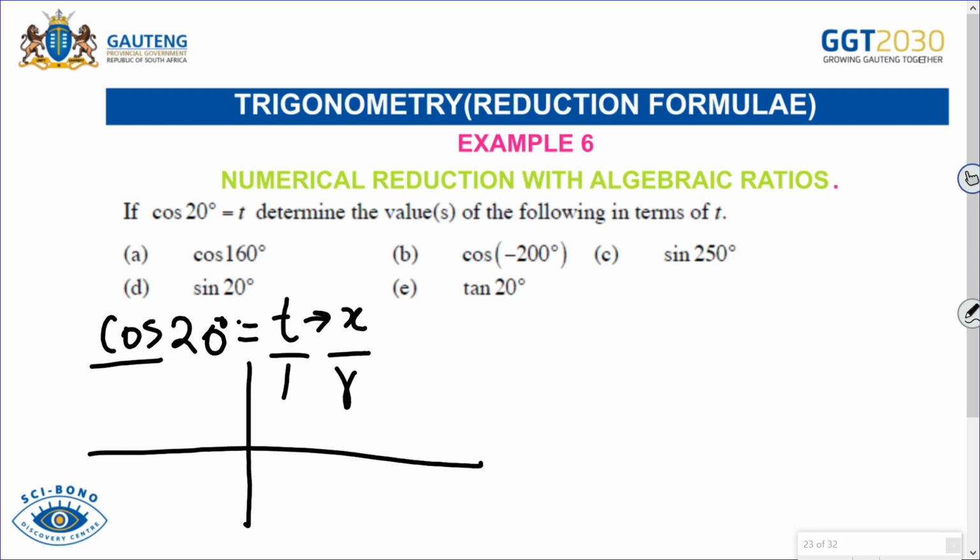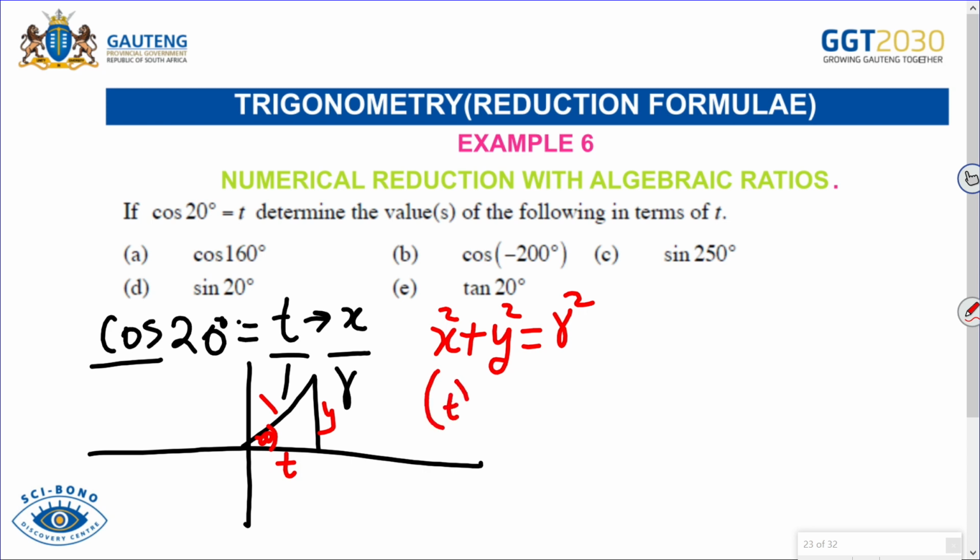In my diagram, since this one is positive and this one is positive, it means it's in the first quadrant. So we substitute our angle of 20 degrees, and then we've got our x as t, and our r as 1. Then we need to find our y. So how do you find your y? You say x squared plus y squared equals r squared, which is your theorem of Pythagoras. So your x is given as t, squared, plus your y squared, because y is an unknown, we don't know it.